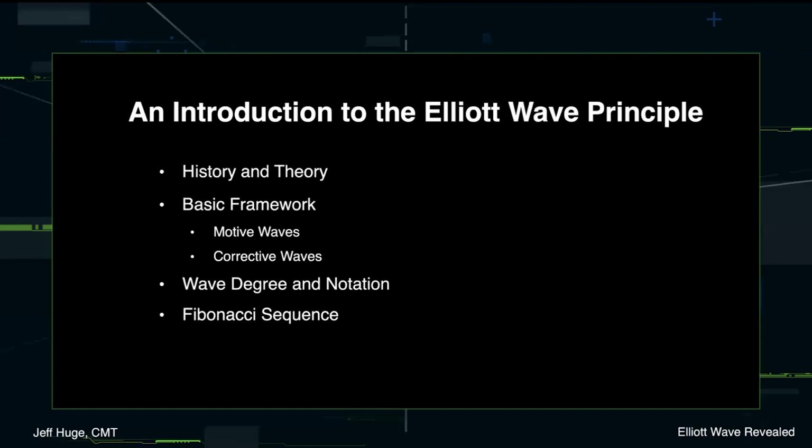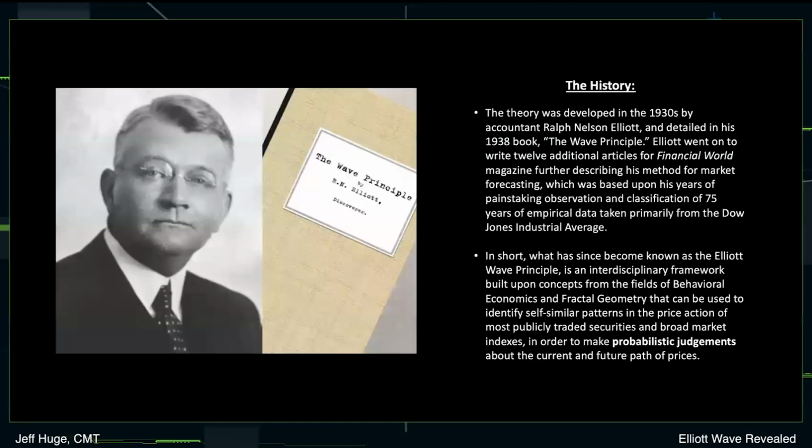So to begin, we're going to start with just a quick look at the history and theory of the Elliott Wave Principle. The theory itself was actually developed back in the 1930s by an accountant by the name of Ralph Nelson Elliott. He went by R.N. Elliott in terms of all of his publications, so he's widely known as R.N. Elliott. He wrote a book back in 1938 called The Wave Principle.